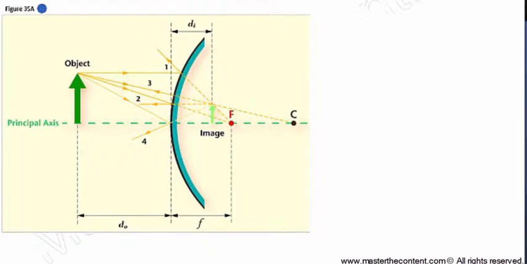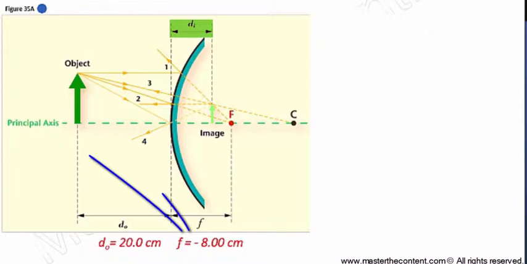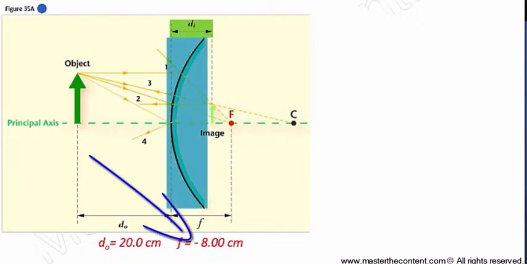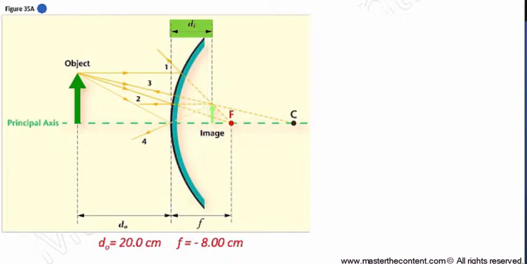Here we have a sketch of the scenario taking place, but note that this sketch is not to scale. We're first being asked to find the image distance. We're given the distance of the object from the vertex, which is 20 centimeters, and the focal length, which is 8 centimeters. Note, though, that the focal length is negative, since we're dealing with a convex mirror. From the information provided, we have enough to solve for the image distance. Let's do that now.